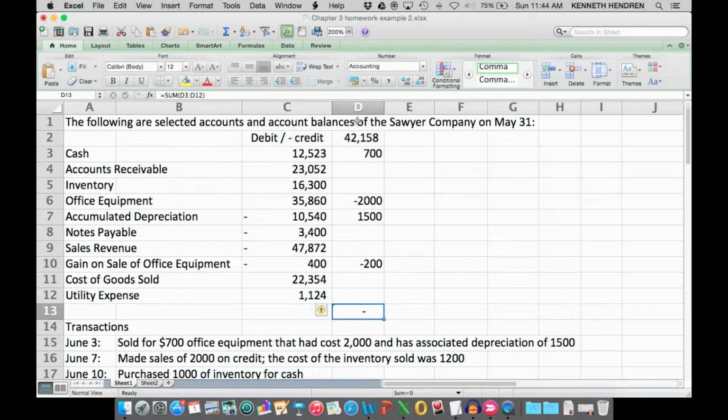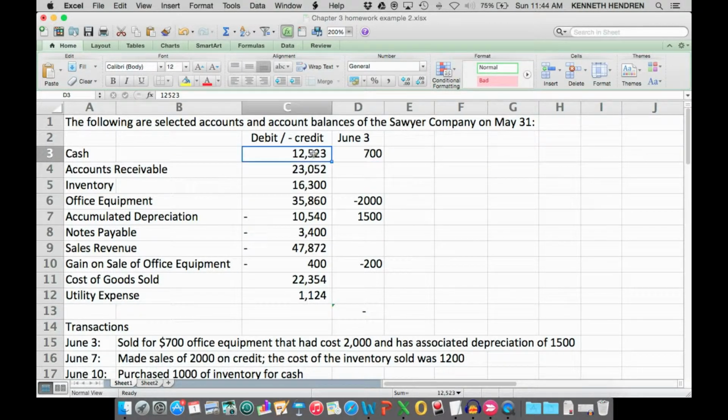they do. That's 0. So our debits and credits equal, and so we posted them to the accounts.